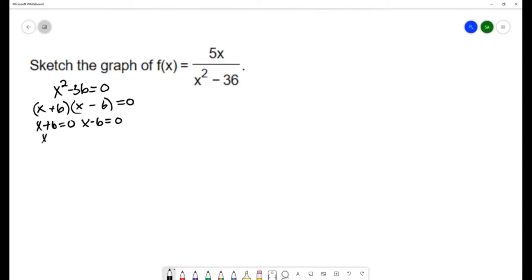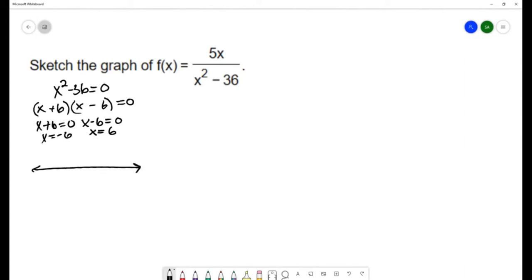I'll subtract 6 on each side to get x equals negative 6, and I'll add 6 on each side to get x equals 6. This gives me the restricted values. These values will cause the denominator to equal 0. Division by 0 is undefined, and so these values have to be excluded from the domain.